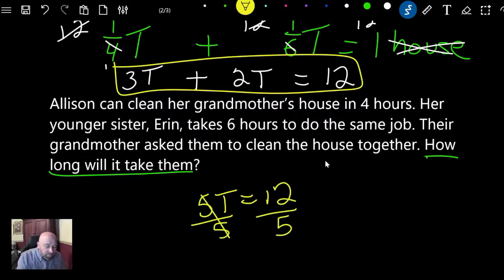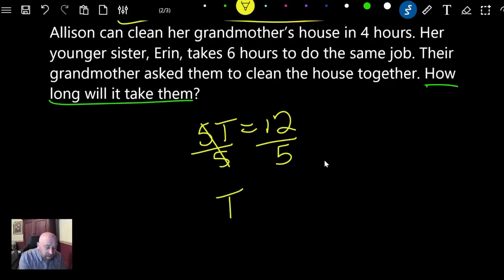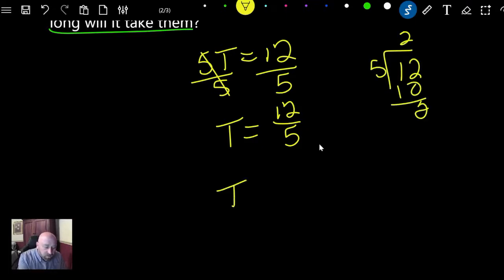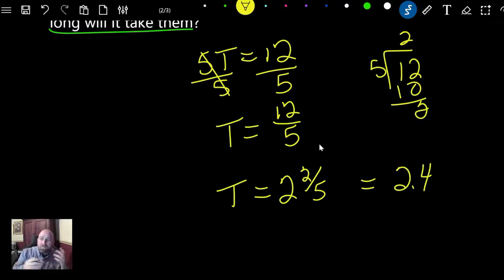Divide both by 5, and we're going to get our time is going to be 12 over 5, which is going to reduce down to, you divide that out, 5 goes into 12 2 times, 10, and 2/5. So our time is going to equal 2 hours and 2/5 of an hour. You could do that out. You could put it in a decimal if you want. So that equals 2.4. You could figure what that is in minutes if you want.